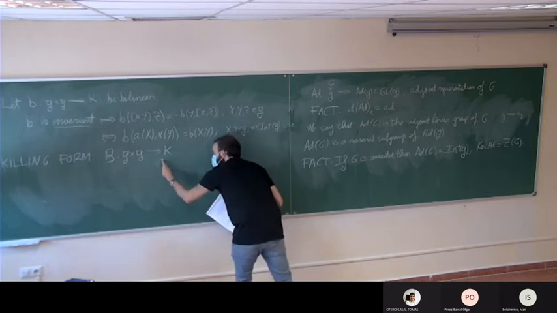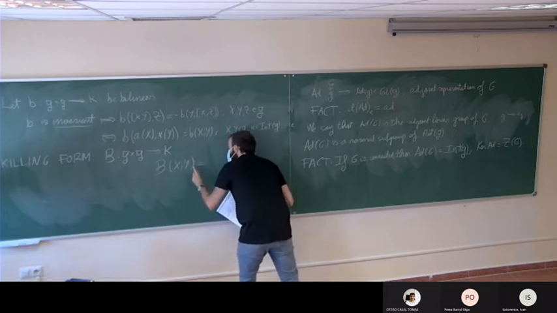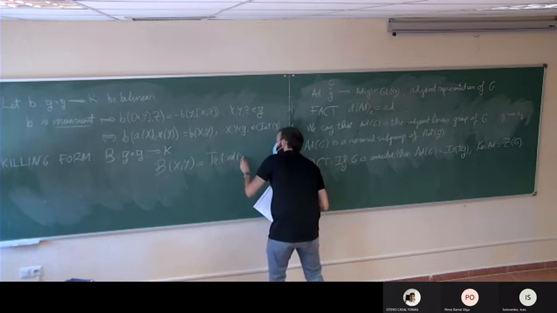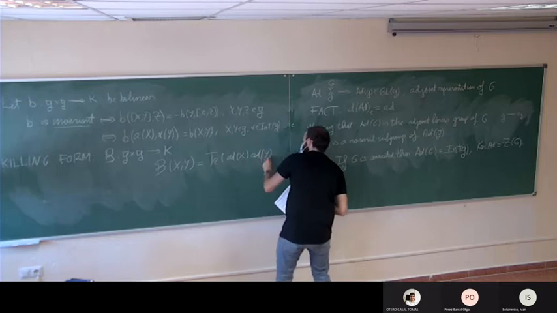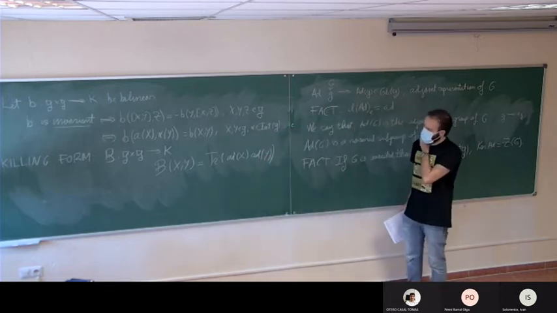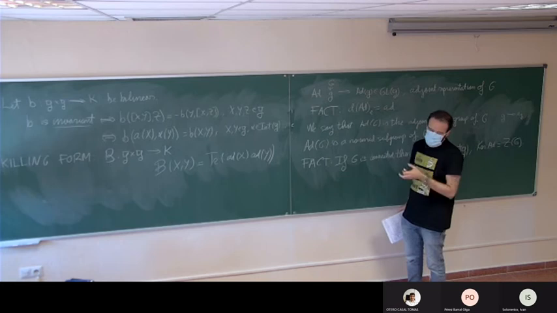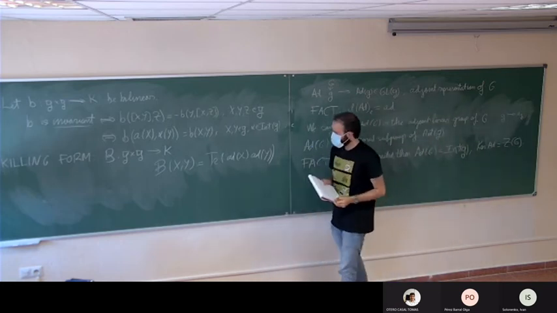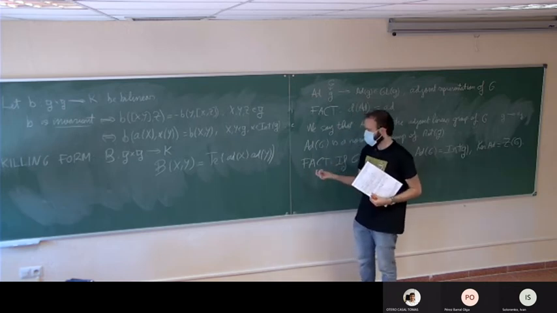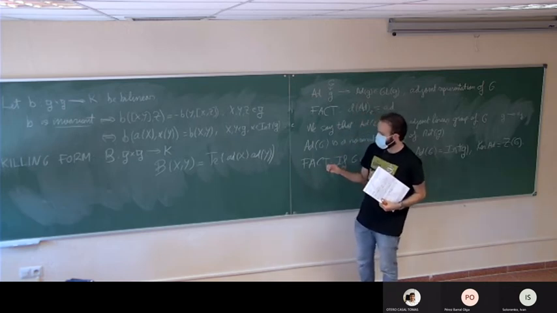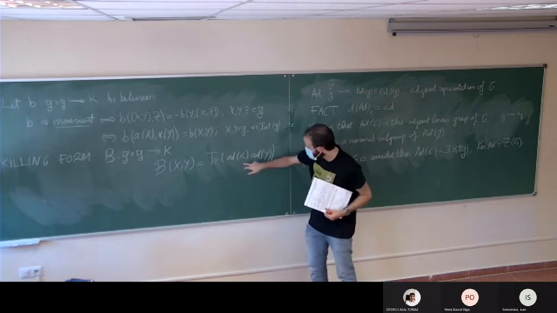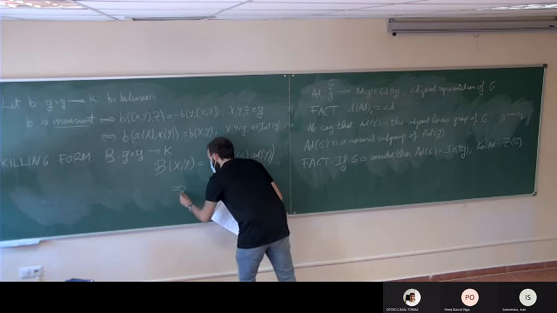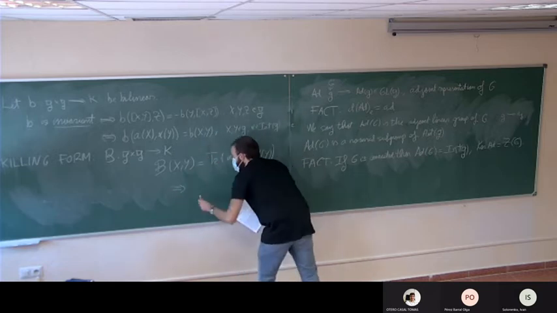And it will be defined by B of x, y to be the trace of ad x times ad y. Okay. So since we're taking a trace, we are assuming that it is finite dimensional, which is not a problem for us. And also, while the product of matrices is not commutative, it's true that after taking the trace, one can change the order of these two factors. So it follows that B is symmetric.